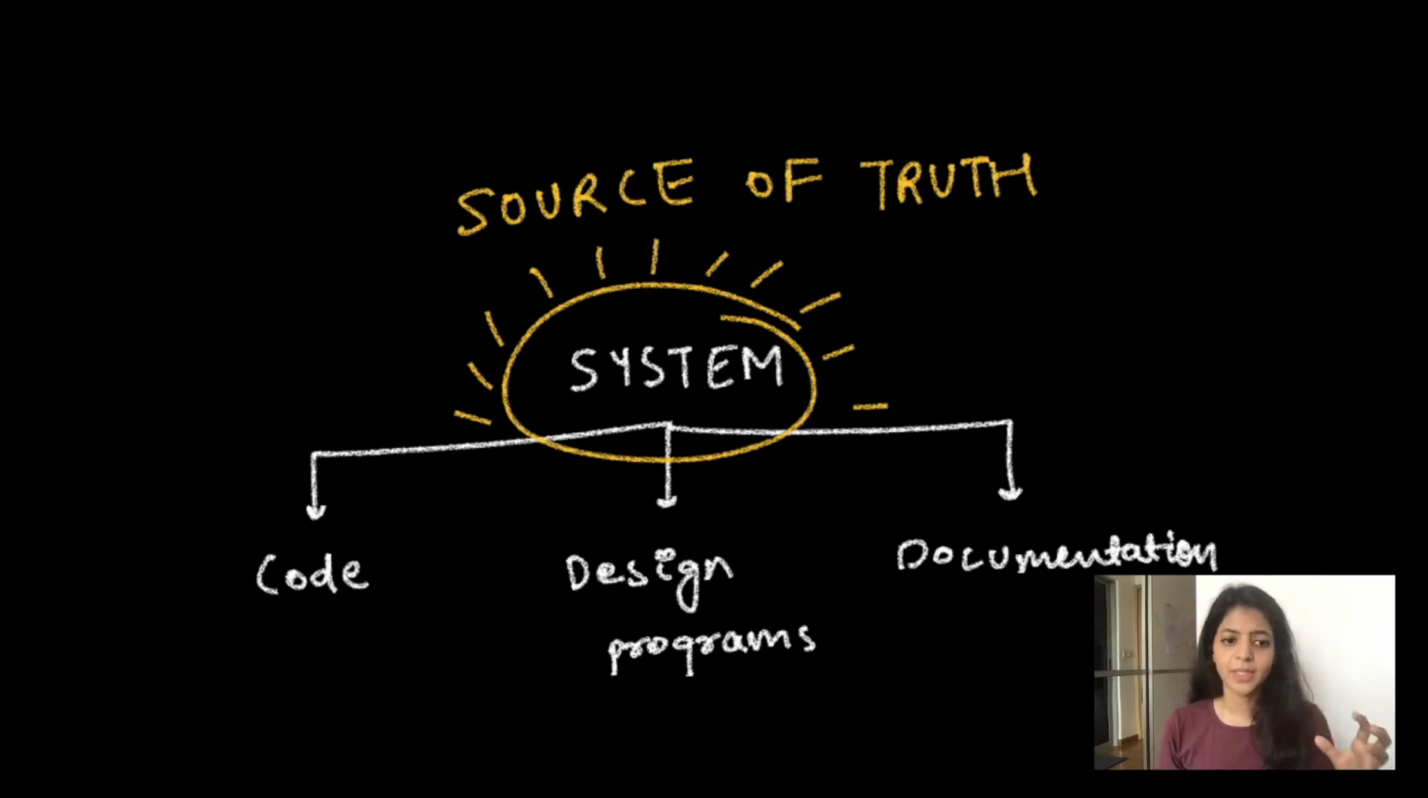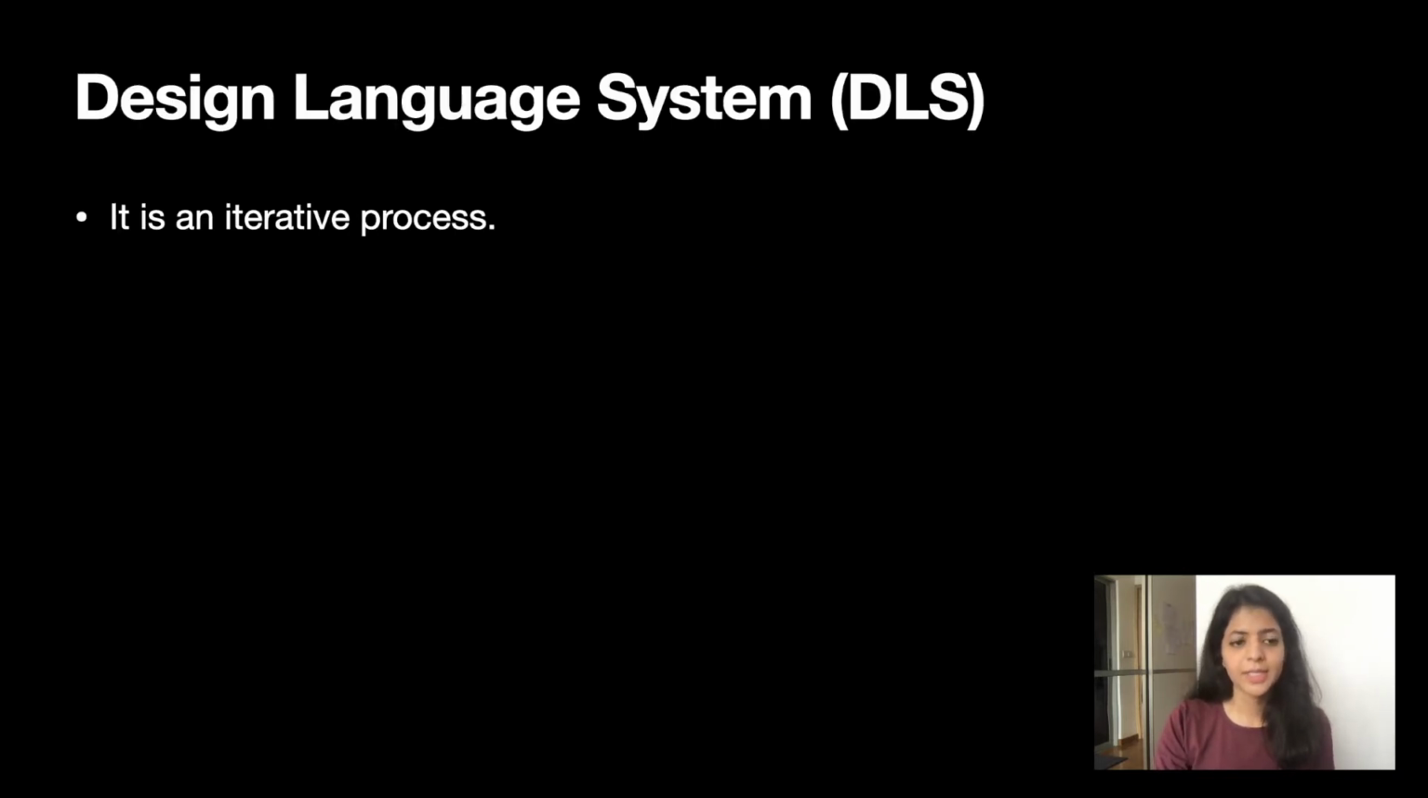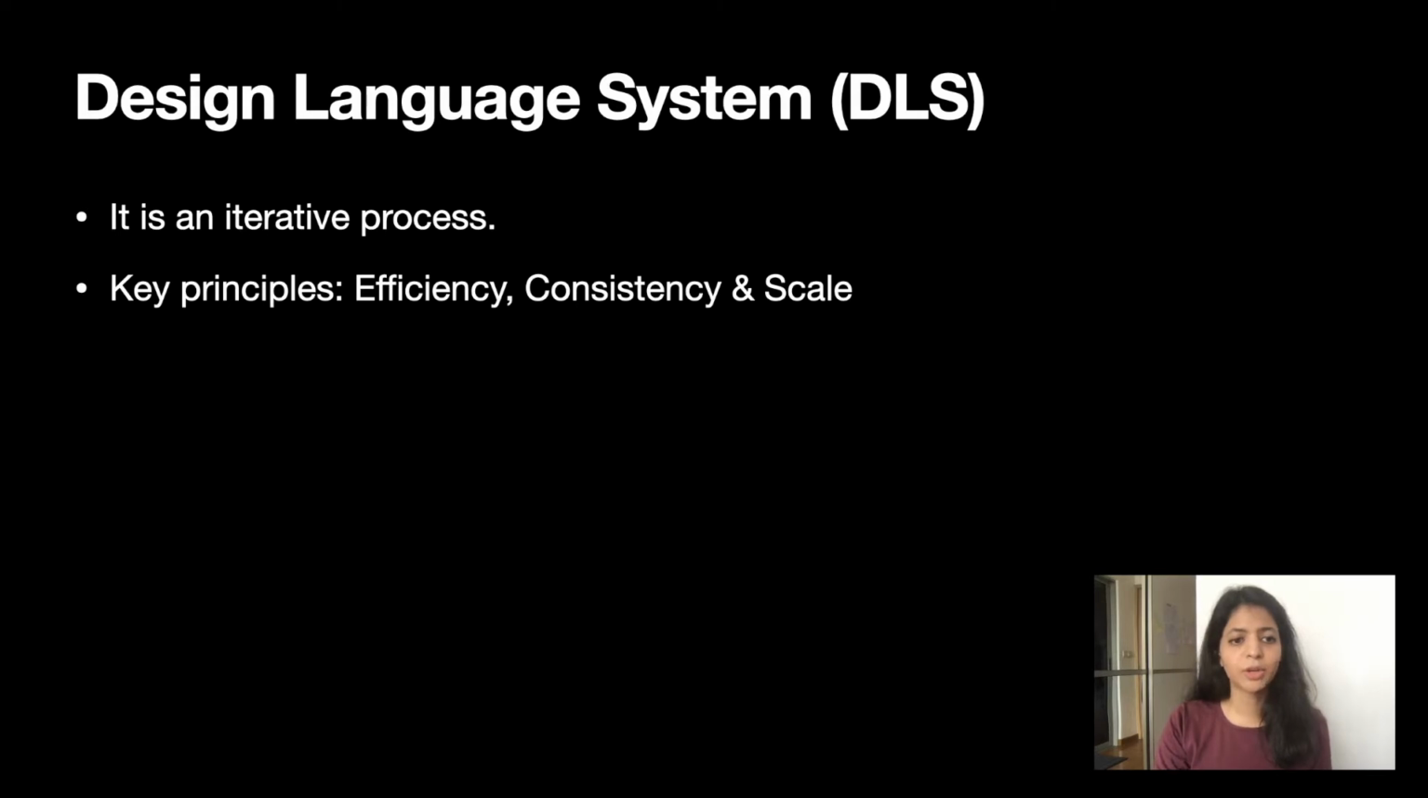DLS is a system that consists of code, your design programs, and documentation where we can keep the mapping of which design and which code are mapped together. Also, DLS is an iterative process. It grows with your project. Whenever a new use case is introduced, your team should think about scalability and design it accordingly. So if you have to handle the same use case from some other point in your application, it should be flexible enough to be reusable in your project. The key principles of DLS are to increase efficiency and consistency and also enhance the scalability of your project.